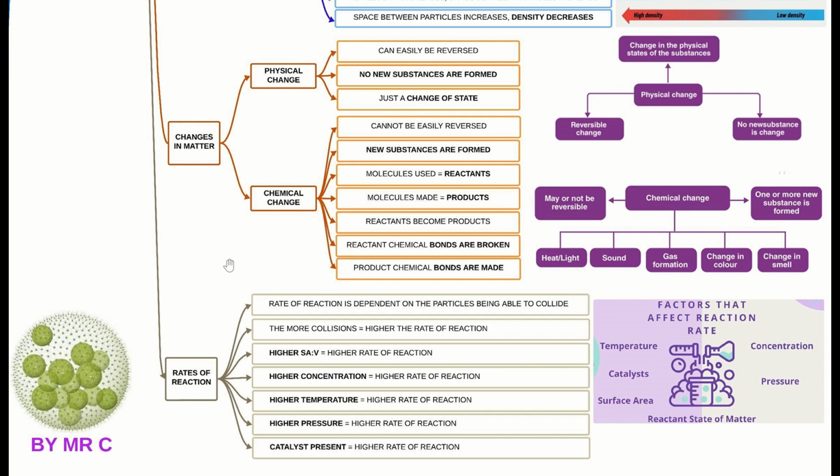We can have a higher concentration. That will also give us a higher rate of reaction. We can increase the temperature, which will also give us an increase in the rate of reaction. We can increase the pressure. That will also give us an increase in rate of reaction. Or we can expose the reaction to a catalyst, and the catalyst will also increase the rate of reaction.